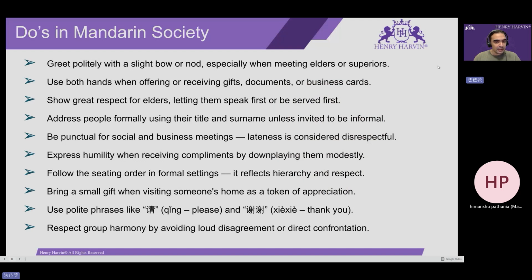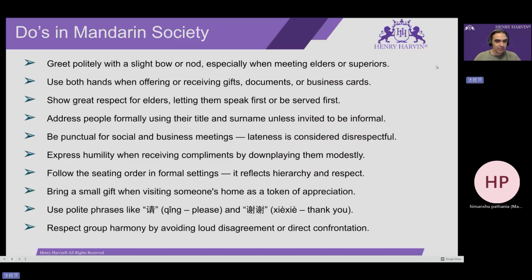Address people formally using their title and surname, unless invited to be informal. Unless you know someone in person for a long time, or that person is your friend, you have to be more formal instead of being informal. Because if you don't take notice of these things, or don't address them in a proper way, then it will be considered very impolite as well.